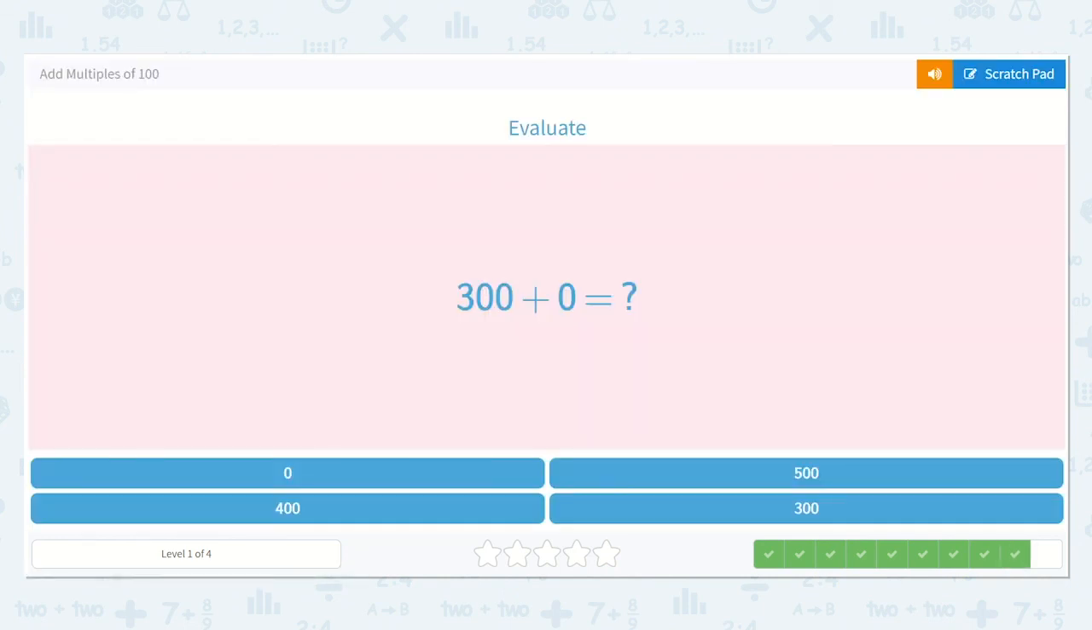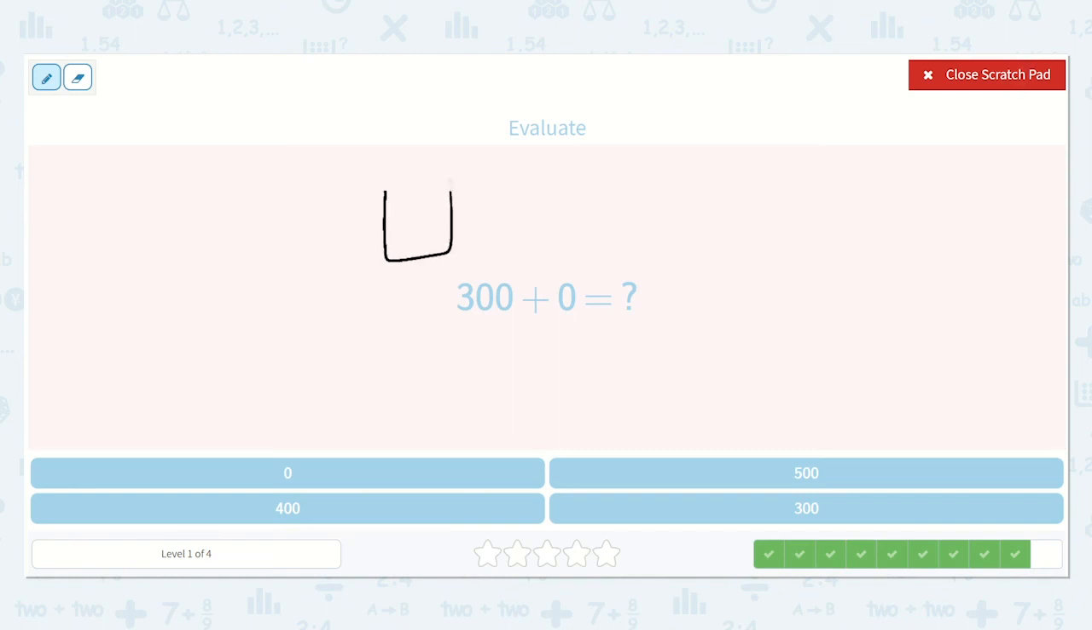Now we have 300 plus 0. So 1, 2, 3 hundreds plus nothing else. So that's still just 300.